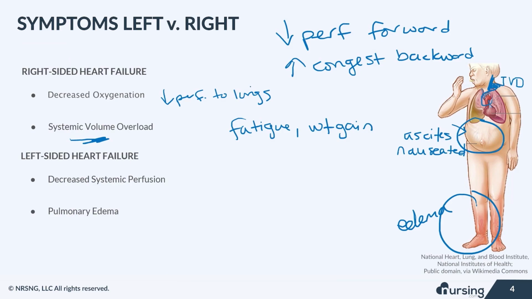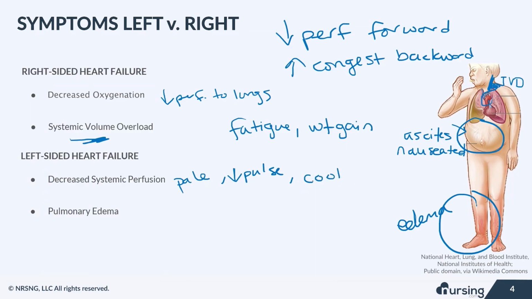Well, they actually have decreased perfusion to the body. So remember, what are our signs of decreased perfusion? So they're going to be pale, decreased pulses. They might have slow cap refill, and their skin might even be cool, right?